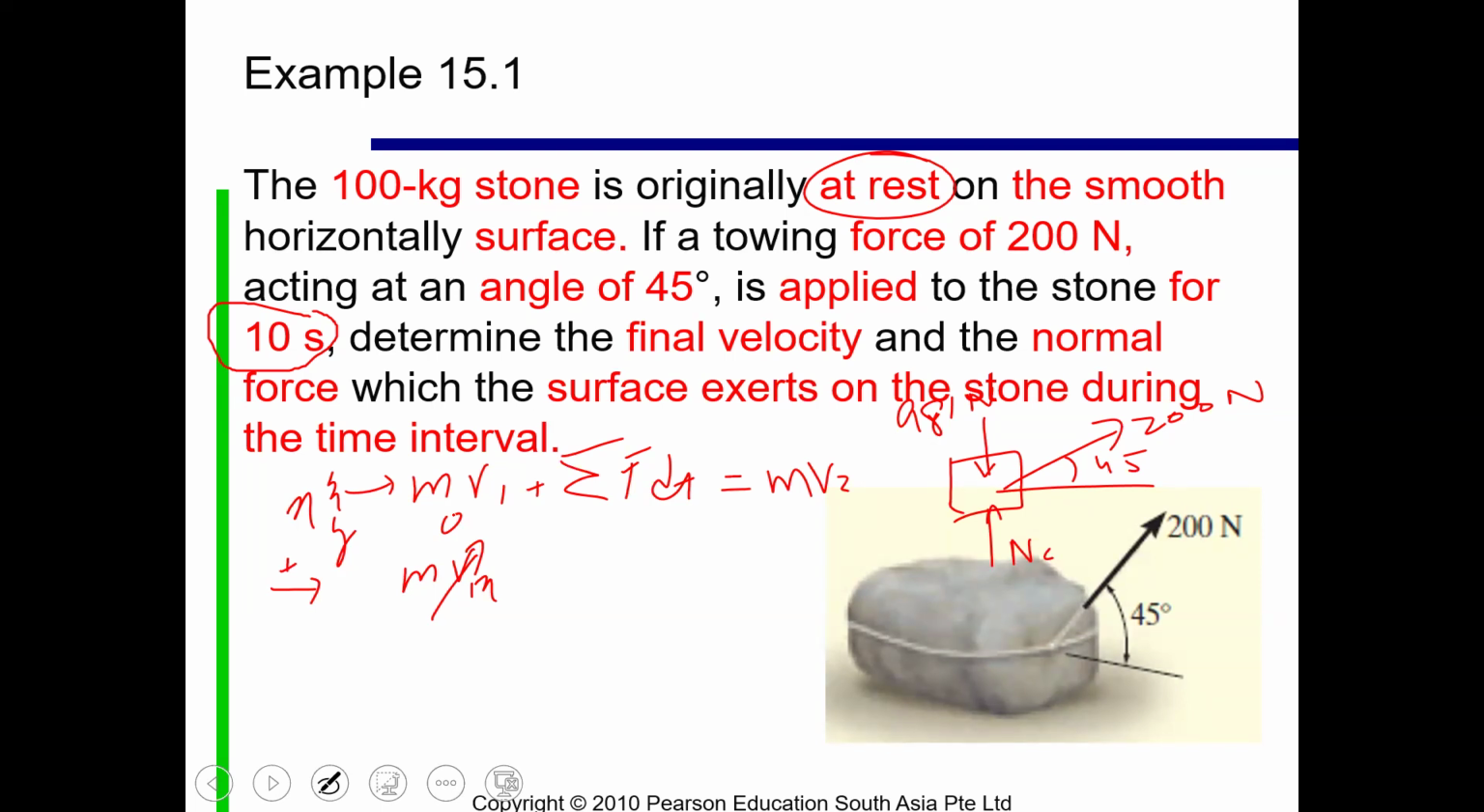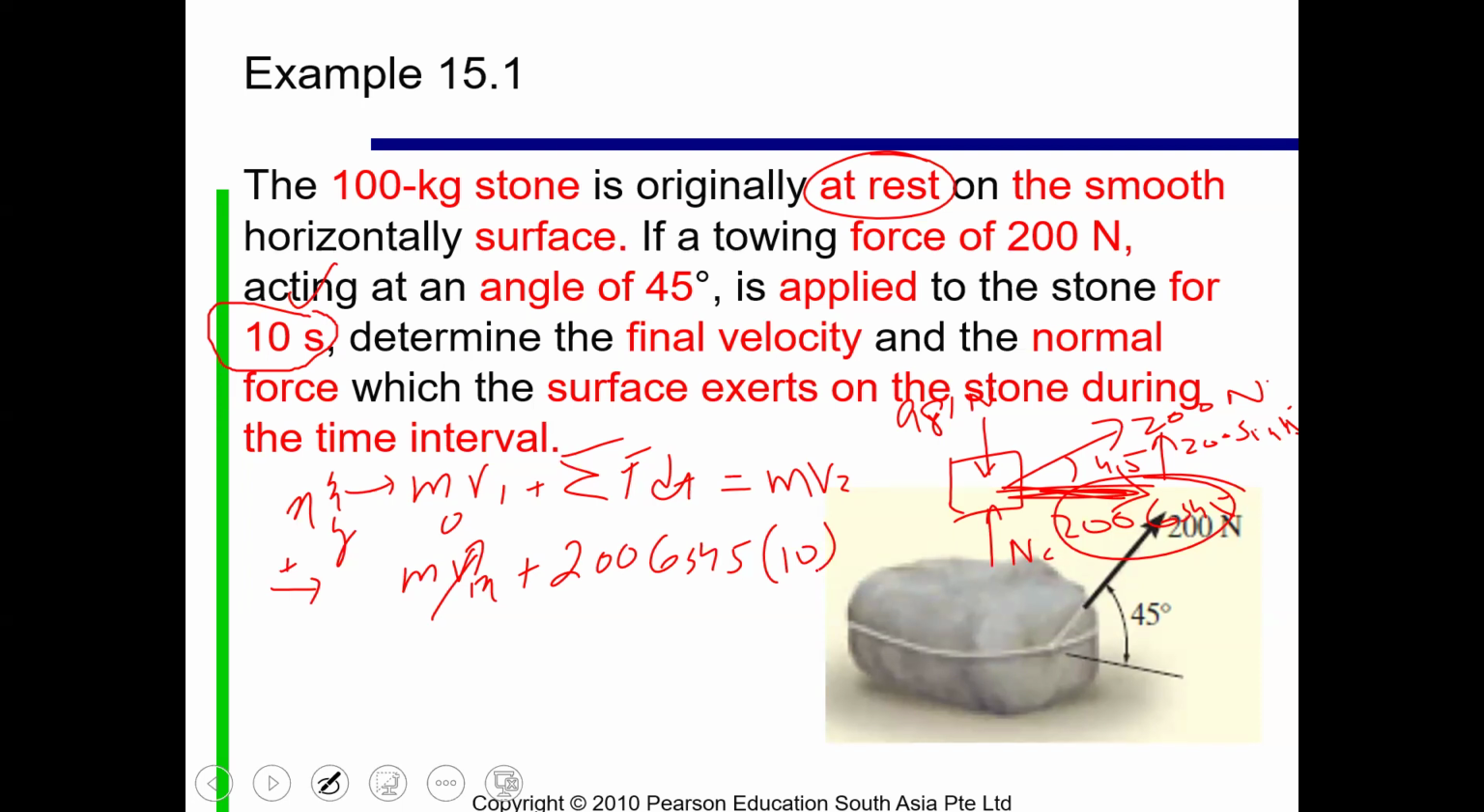981 weight is vertical, NC is vertical. The 200 Newton towing force has two parts, right? So it has this one part, which is in x. This is 200 cos 45. This is 200 sine 45, right? So you have only one component like this in x. When I write this second term, I will only write it as 200 cos 45. Time is provided as 10 seconds, so time is 10.